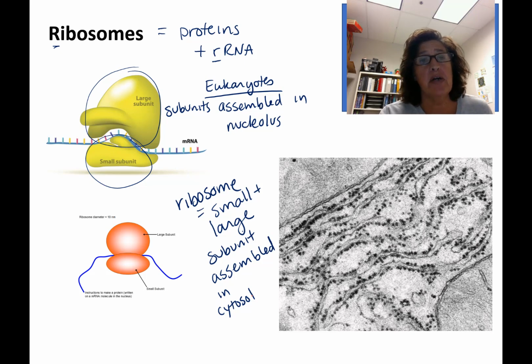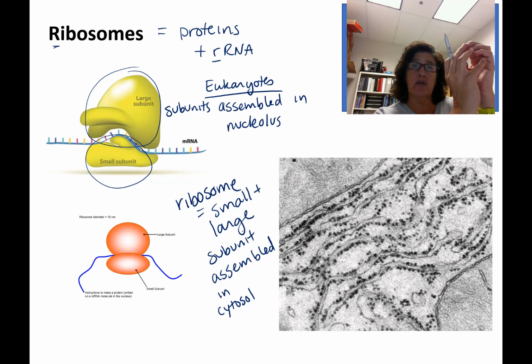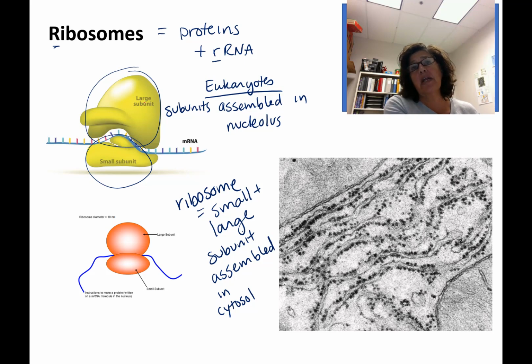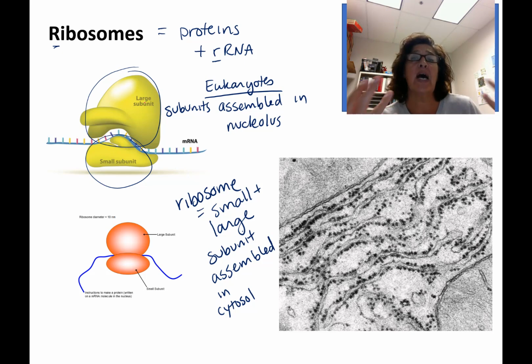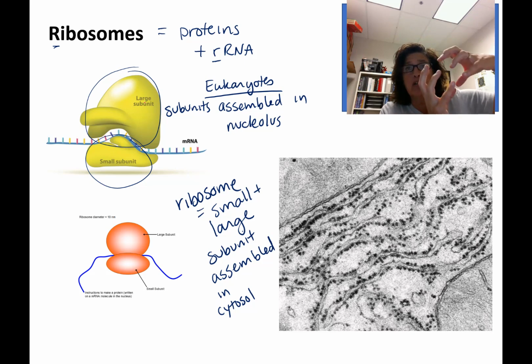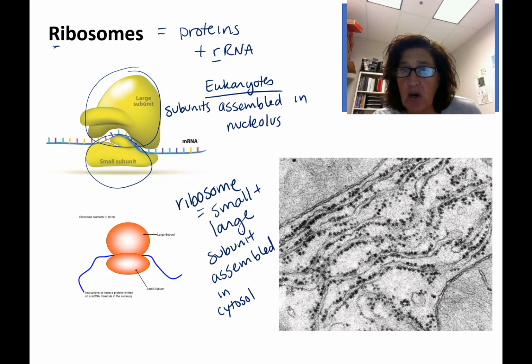But for eukaryotes, the large subunit is made in the nucleolus, and then it's exported out of the nuclear pore, and the small subunit is made in the nucleolus and exported out of the nuclear pore, and then when it's time for translation, the two subunits come together. And so this electron micrograph, all these little black dots over here are showing ribosomes, and this is actually on the rough ER, which we'll talk about in the next lecture.